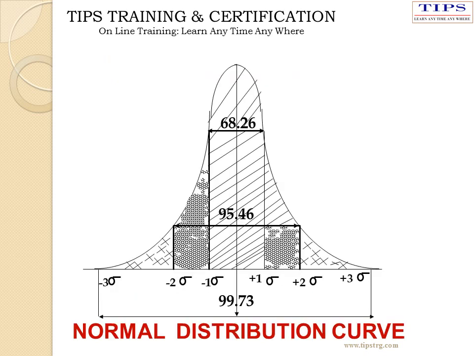This is another way of representing the normal distribution curve, which we have discussed in terms of values. 68.26%, which means the maximum data is towards the mean value. 95.46% and 99.73%, which is distributed across plus and minus 3.